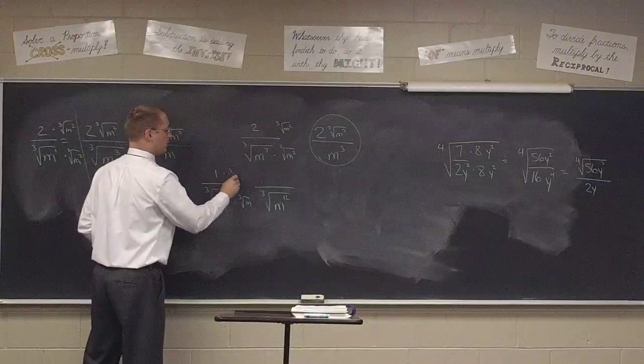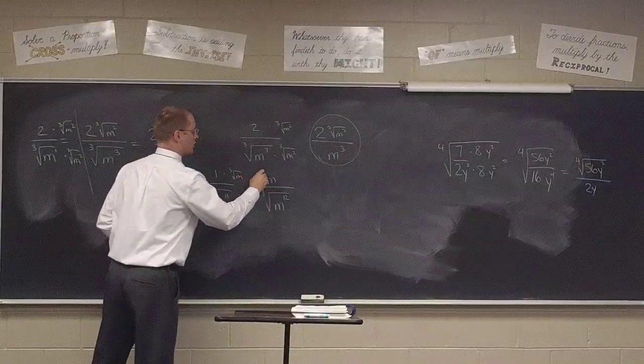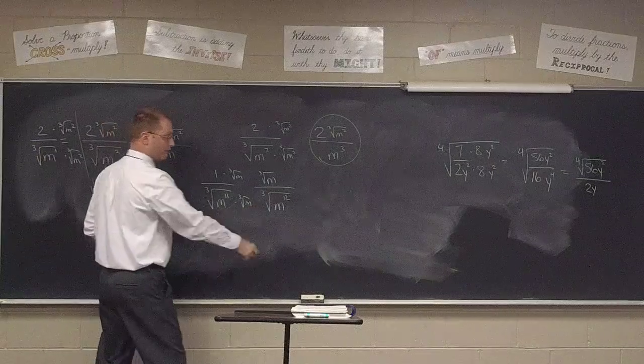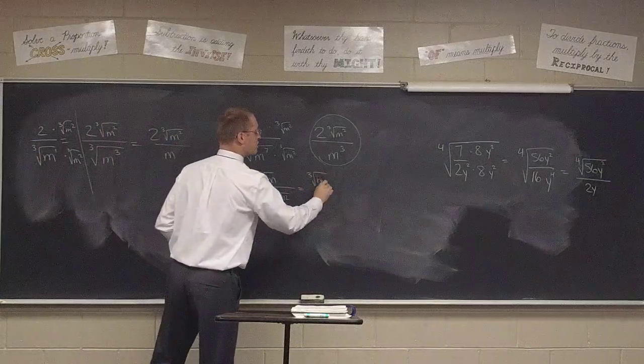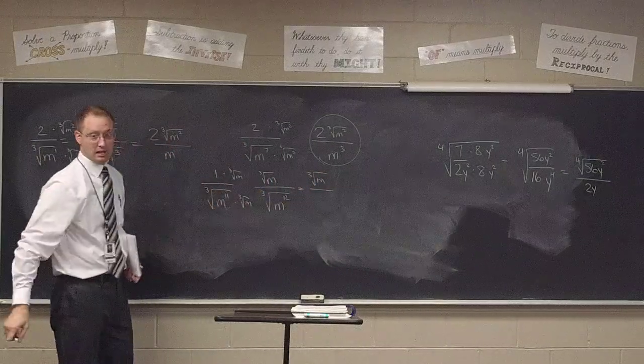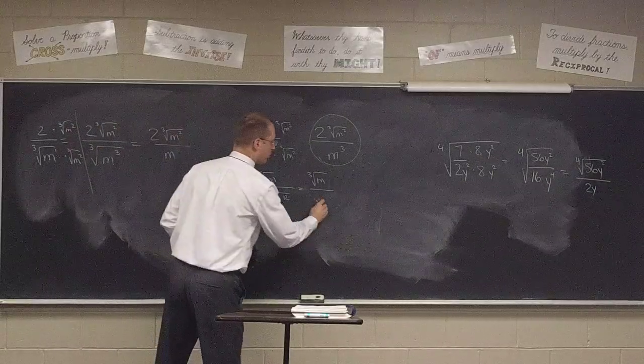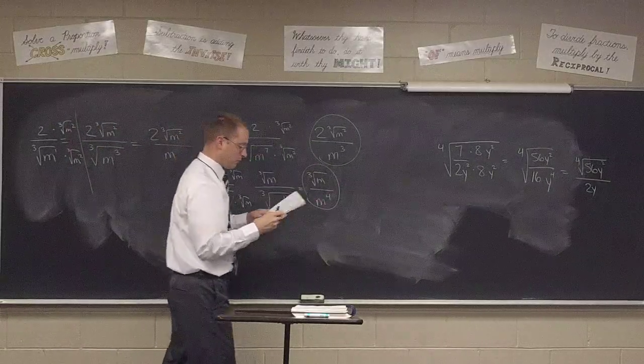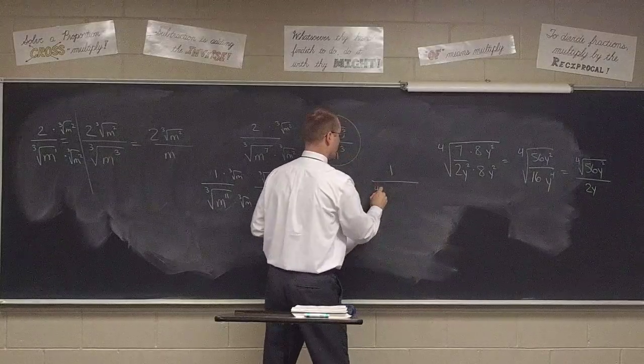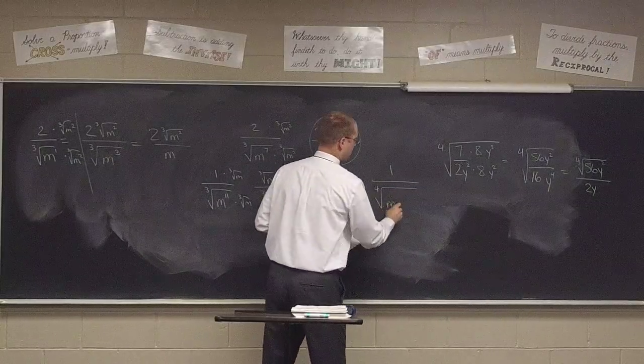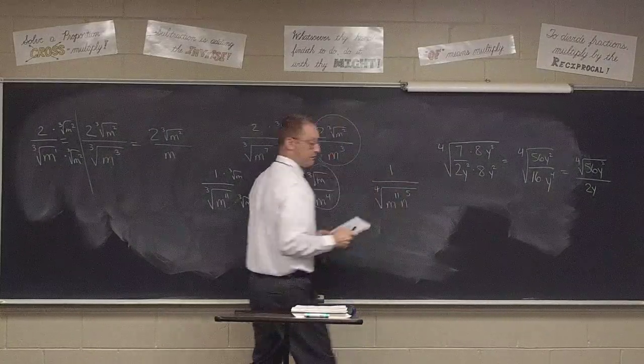Cube root of m. And so I get the cube root of m over the cube root of m to the 12th. I don't care about the numerator, leave the cube root of m, but I can take the cube root of m to the 12th to get m to the 4th. One more example before I give you your homework. Write this down. 1 over the 4th root of m to the 11th n to the 5th.